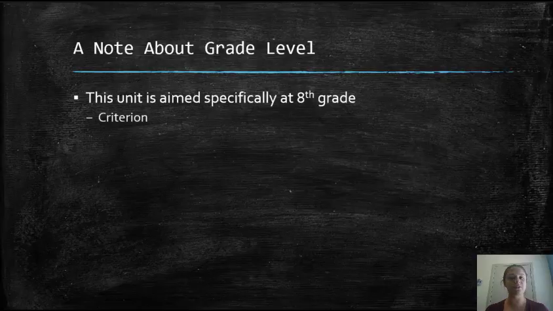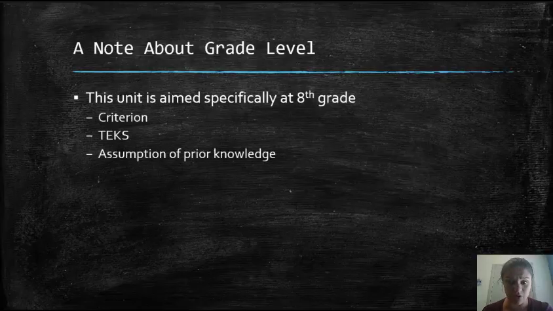So, grade level. This unit is specifically aimed for 8th grade with the criterions and the TEKS and the major assumption of prior knowledge. I do not go over how to write a play, like the format it needs to look like on the paper. I only go over the changes from the sort of contemporary style to what a Greek play needs to look like. So I assume that the scholars have a lot of that information already.